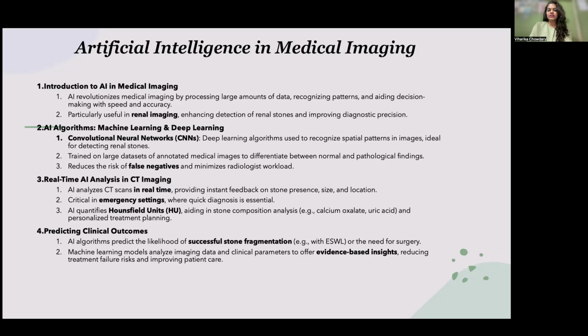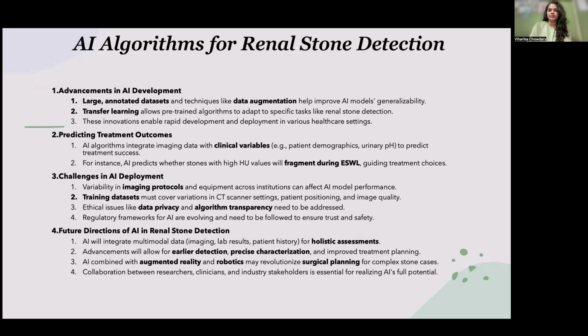AI also helps in predicting clinical outcomes based on both imaging and clinical parameters. It can also account for CT scanner settings and patient positioning, making diagnostic interpretation more consistent across different hospitals. Beyond renal imaging, AI is already being applied in prostate MRI, bladder tumor detection, and even in progression of CKD. Overall, AI is not replacing radiologists, but it is empowering them to work smarter, faster, and with more confidence.